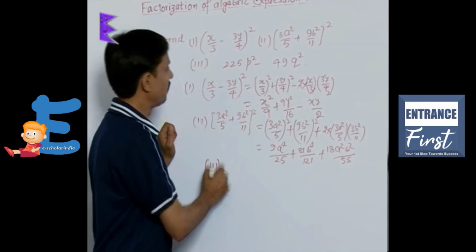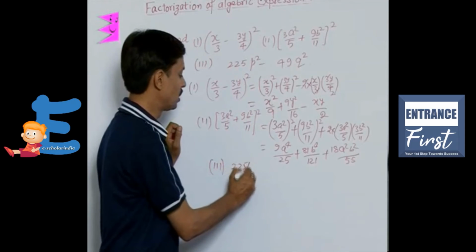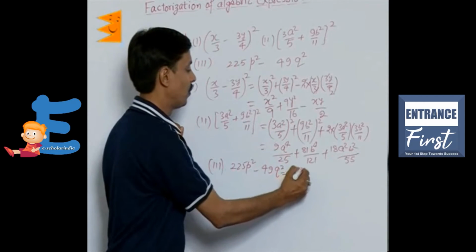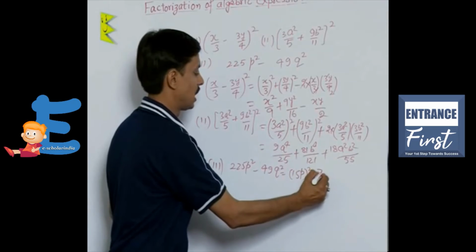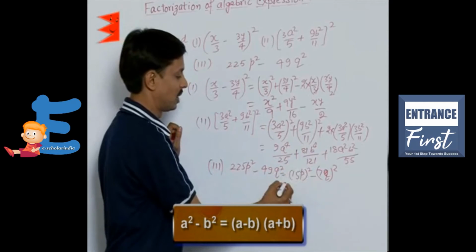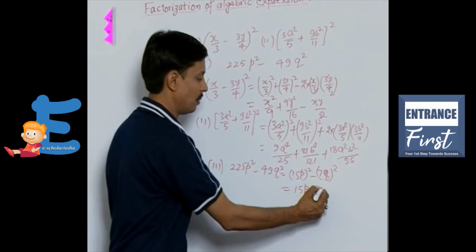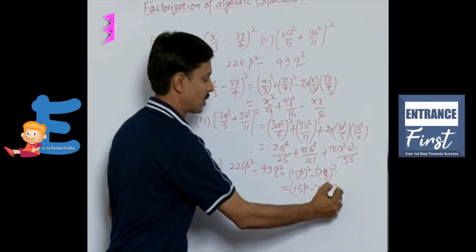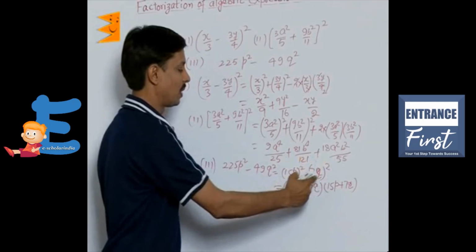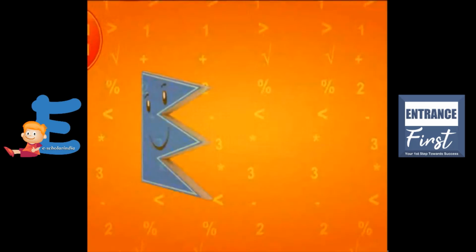What about the third part? The third part is to be expanded as 225p square minus 49q square. It can be written as (15p) whole square minus (7q) whole square. Here I have to use a square minus b square equals (a minus b) into (a plus b). So a means 15p, b means 7q. (15p) whole square minus (7q) whole square is equal to (15p minus 7q) into (15p plus 7q).